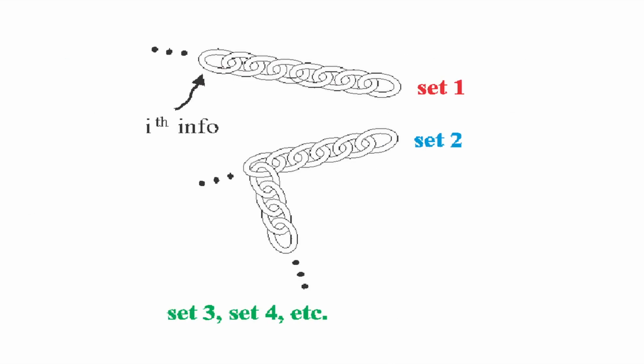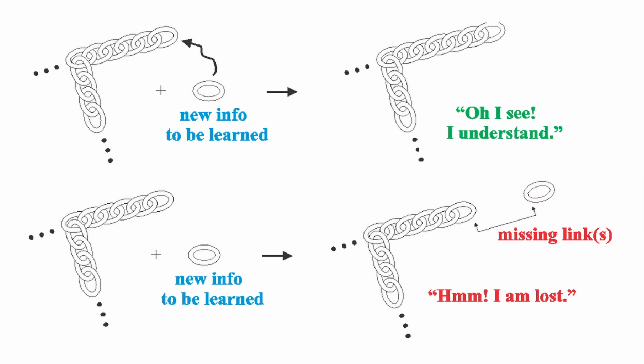Imagine different sets of links in the form of complex chains. Each link represents one information and each chain represents a set of related information connected together in the brain. Let us say a student in a class hears a particular information mentioned by the teacher or professor. If the student is able to find a suitable chain in the brain and connects the incoming link to a particular link in that chain, then the reaction is, "Oh, I see, I understand."